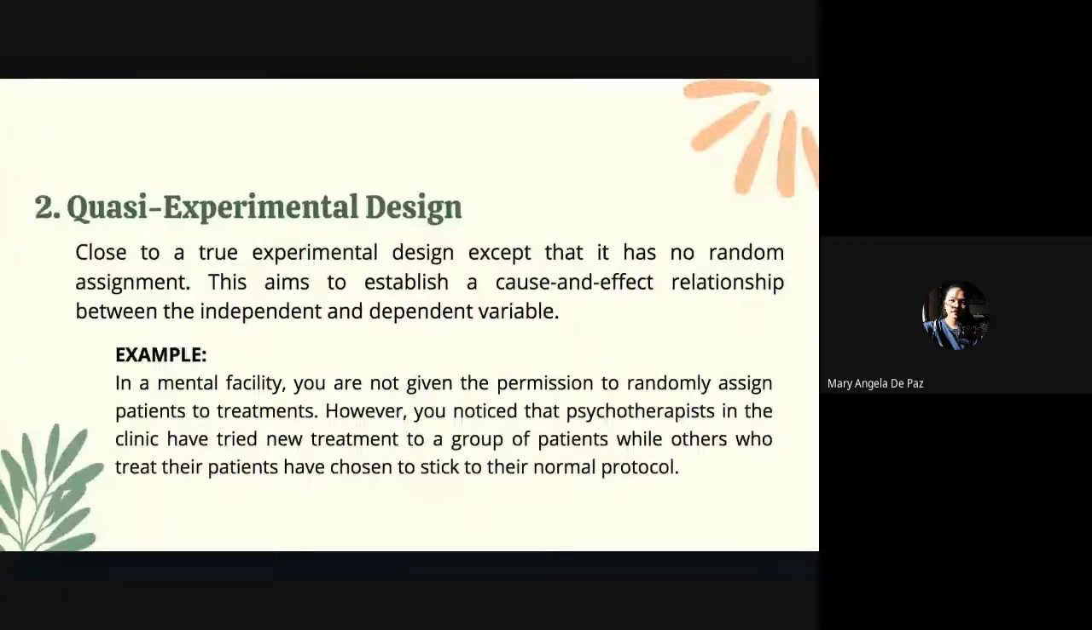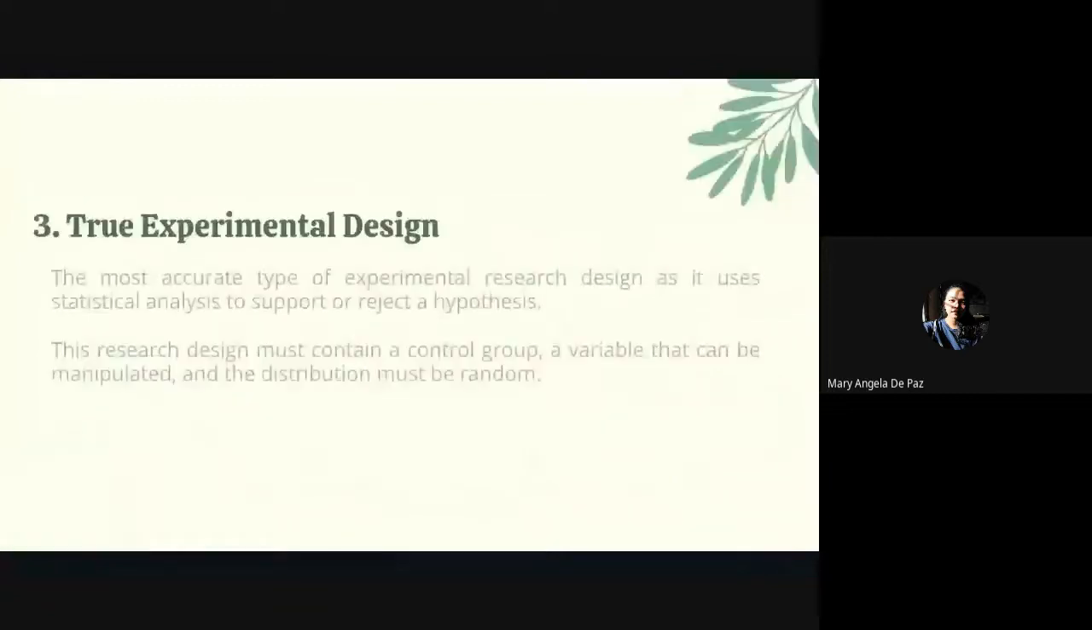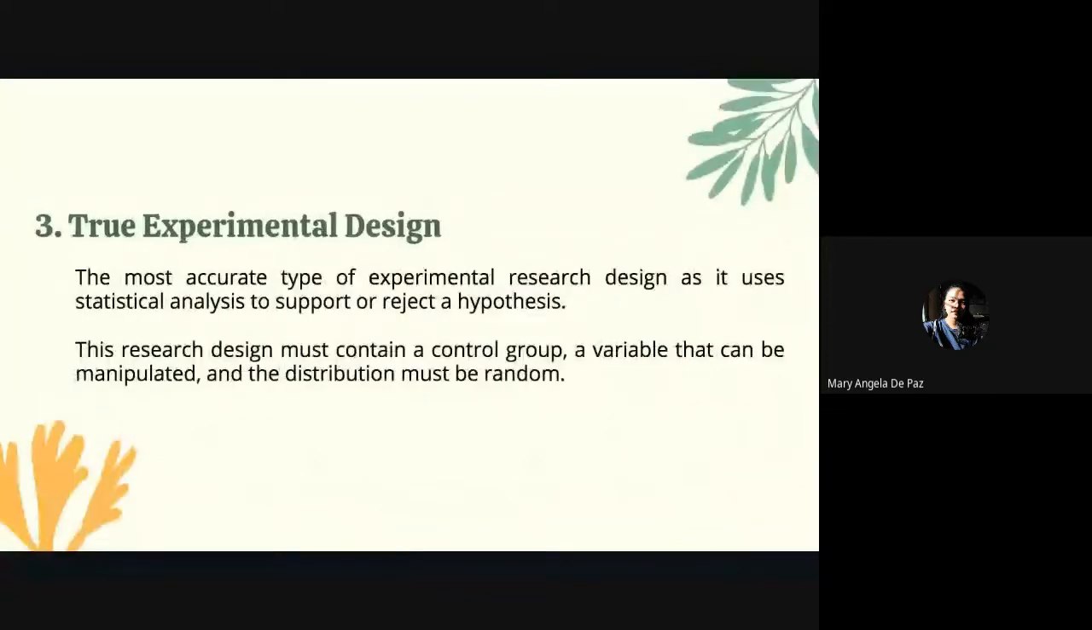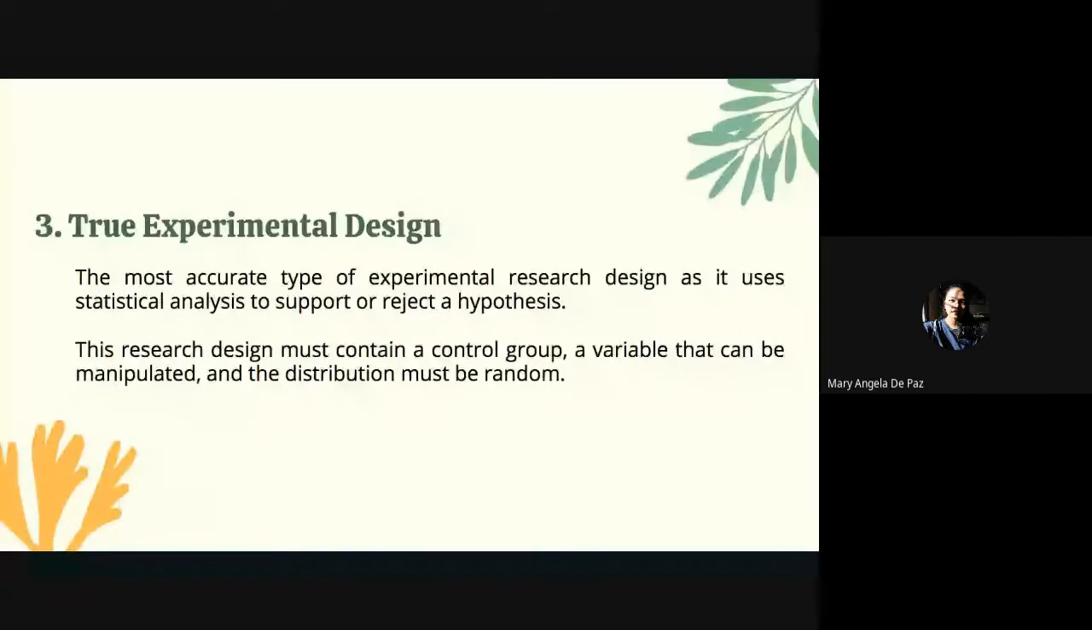So next, lastly, for our research design, we have true experimental design. So this is the most accurate type of experimental research design, as it uses statistical analysis to support or reject a hypothesis. So this research design must contain a control group, a variable that can be manipulated, and the distribution must be random. This type is also regarded to be the only experimental research design that can assess cause and effect relationship. So we have several types. Next slide.